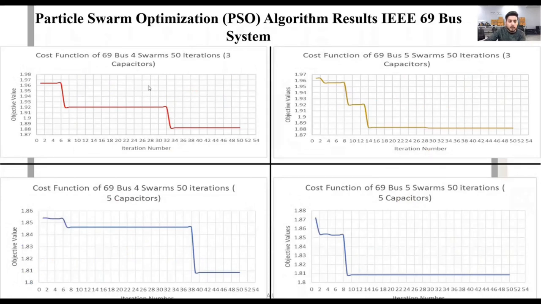After that, we have the PSO algorithm on the IEEE 69 bus system. The behavior of the graphs is similar to the 33 bus system. Our system is converging in the first graph at the 33rd iteration. And after applying 5 swarms, our system converges at iteration number 14. Similarly, these two graphs show the same behavior.